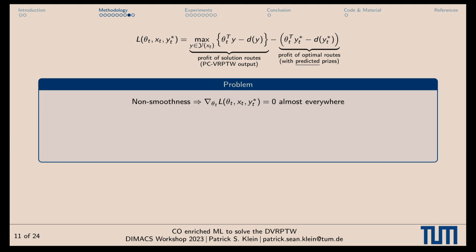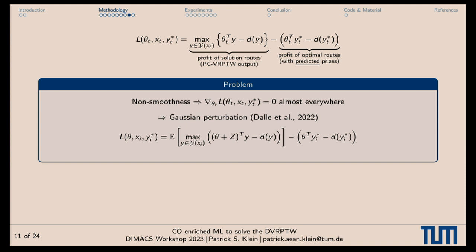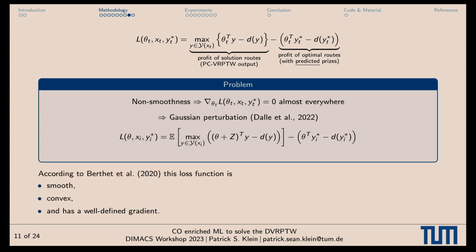Now, the problem with this loss function is that it is non-smooth. That is, it is based on the output of a combinatorial algorithm, which is piecewise constant and thus has a gradient of 0 almost everywhere. Here we follow the methodology that was introduced in Dali et al. and add a Gaussian perturbation to our loss function and minimize the expected loss instead. Now, according to Barrett, this loss function is smooth, convex, and also has a well-defined gradient, such that we can use it straightforwardly as part of our training pipeline.